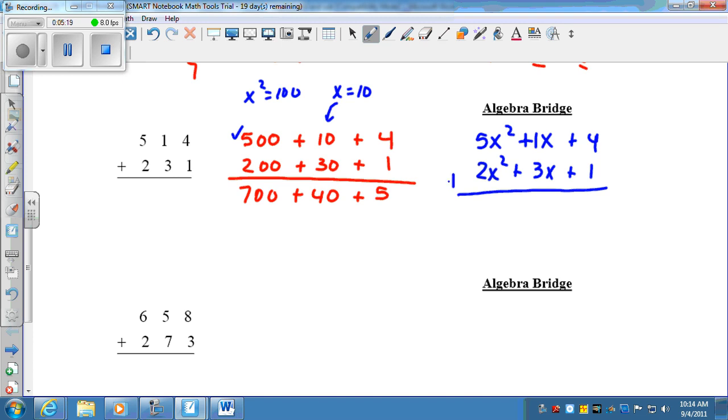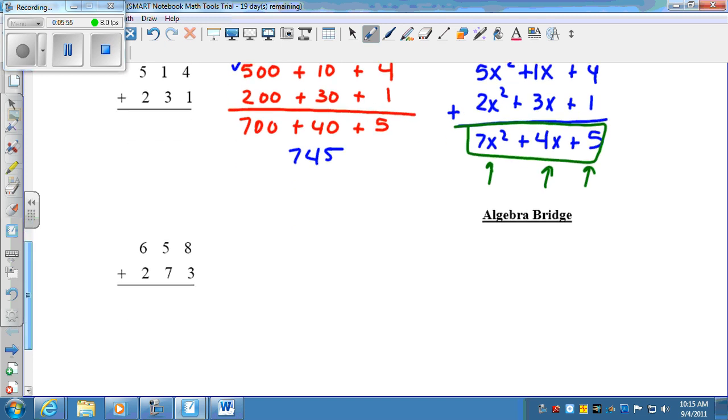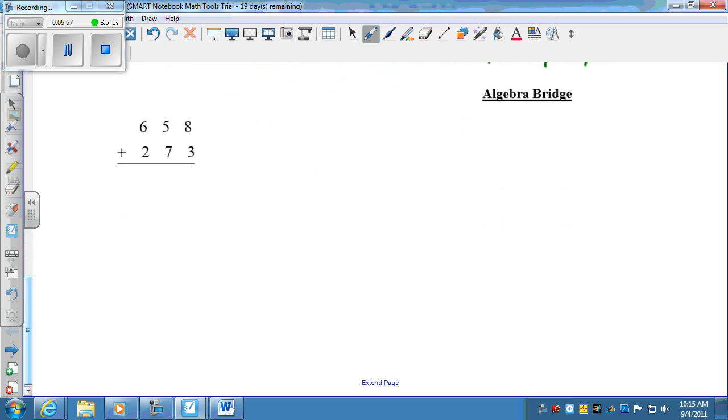Adding left to right, 500 and 200, or 5x squared and 2x squared is 7x squared. 1x and 3x is 4x. 4 plus 1 is 5. So those numbers correspond directly. My answer would be 745 if I was using base 10 or in my 10 machine. In algebra, this is my answer. I can't add hundreds to tens to 1, so we leave it written out in its parts. Again, notice I added left to right. Let's try that one more time.